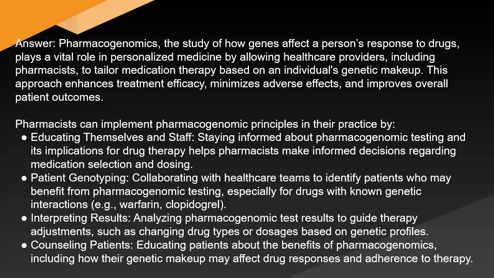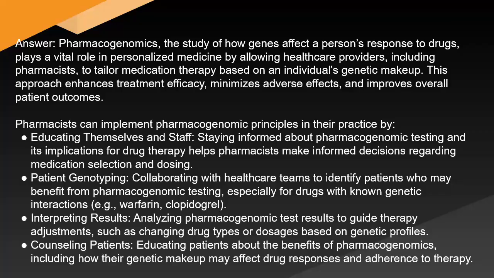Interpreting results: analyzing pharmacogenomic test results to guide therapy adjustments, such as changing drug types or dosages based on genetic profiles. Counseling patients: educating patients about the benefits of pharmacogenomics, including how their genetic makeup may affect drug responses and adherence to therapy.